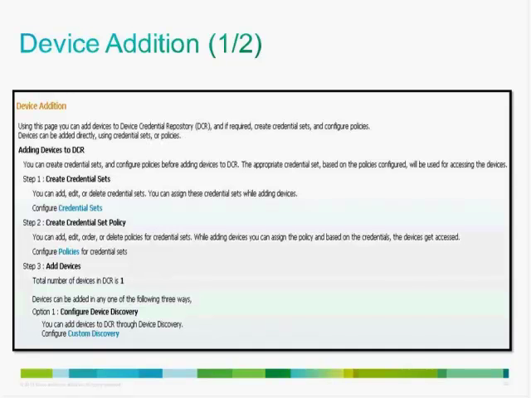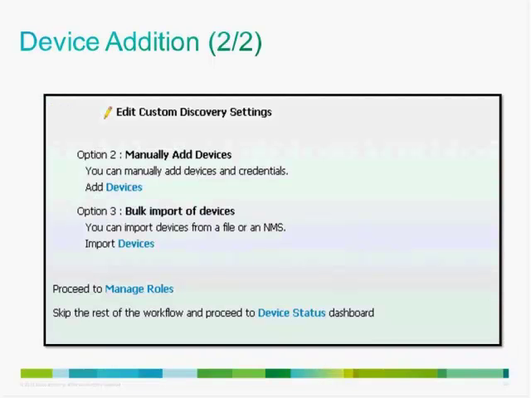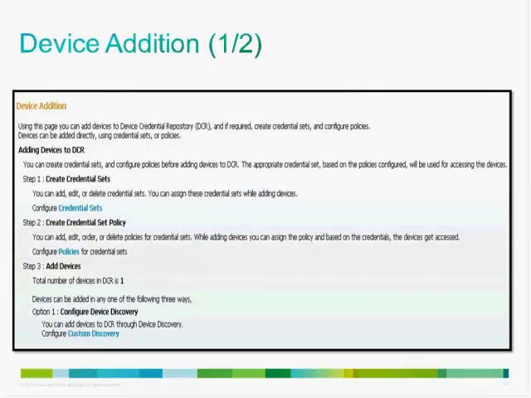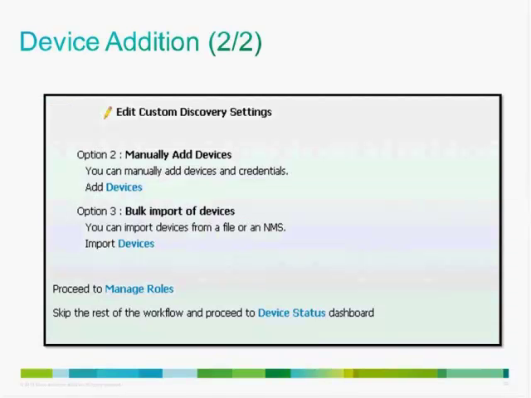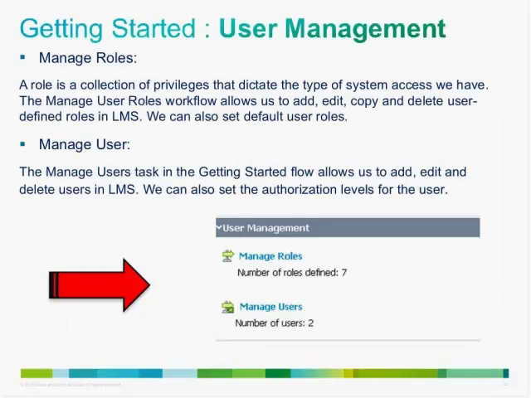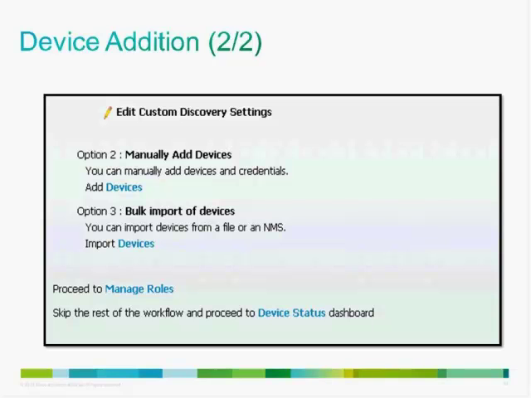Device addition, adding devices to DCR, it's very important and very simple. We can add the credential, we can manually add a device, which we'll be discussing later, and we can add using by running a device discovery. When we manually add a device, we just have to enter a few details. The minimum information we need to enter to add a device is to enter the IP address and the credentials.